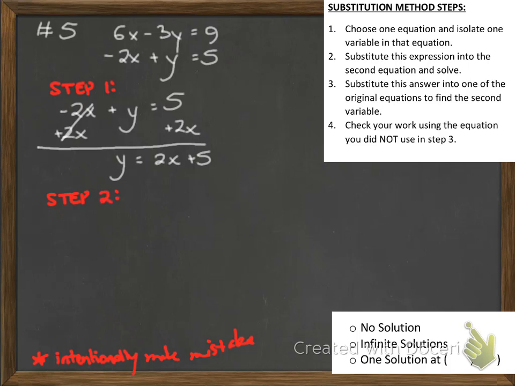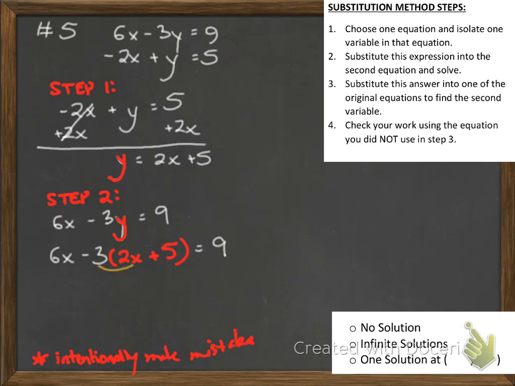So then, in step 2, I can take the other equation, 6x minus 3y equals 9, and I can take the y in this equation, and wherever I see the y, I can write in place of it 2x plus 5. Okay, and again, I'm just bringing down the rest of the equation around there.